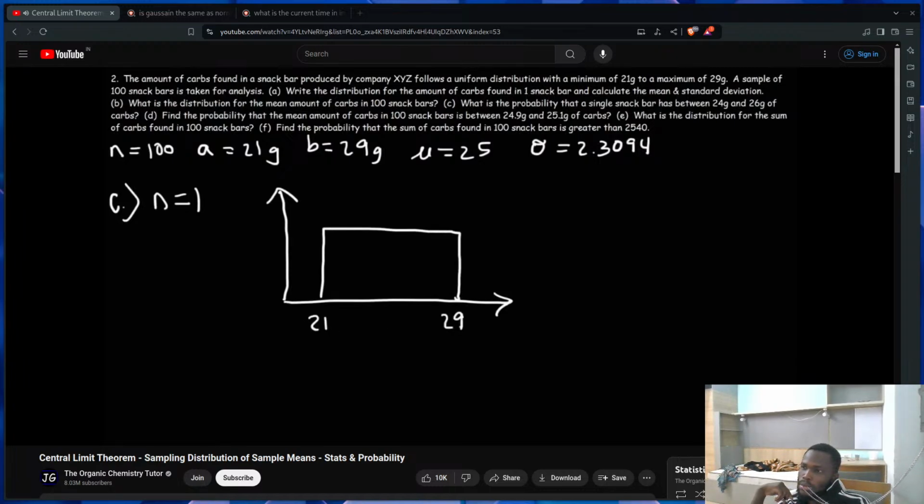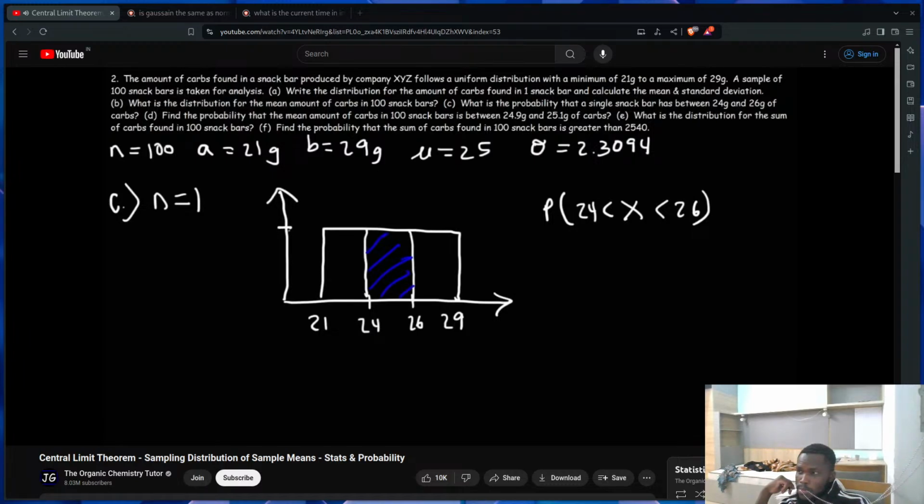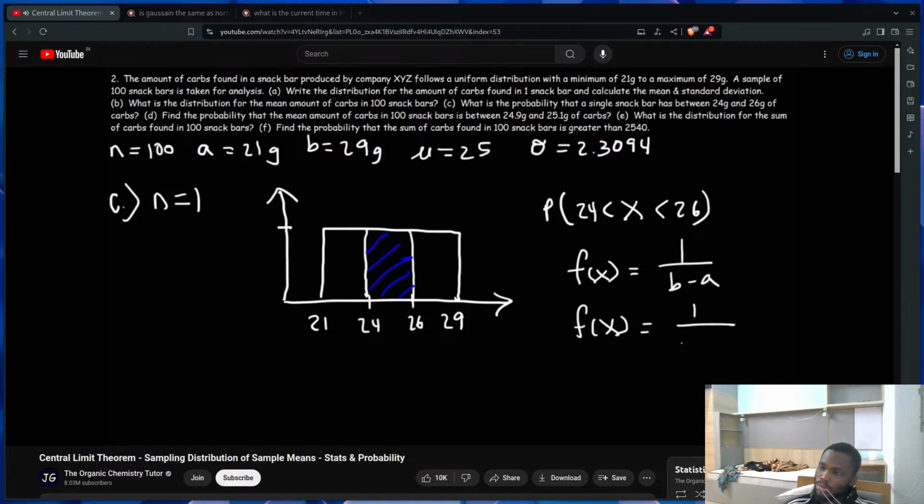The minimum value is 21. The maximum value is 29. Now, how can we calculate the probability that the single snack bar X is between 24 and 26? To calculate the probability when dealing with a uniform distribution, you need to calculate the area under the curve in this range. So we need to calculate the area of this rectangle. But first, we need to find the y value of that distribution, which is f of x. Now, f of x is equal to 1 over b minus a. b is 29, a is 21. So f of x, the probability density function, is 1 over 8.